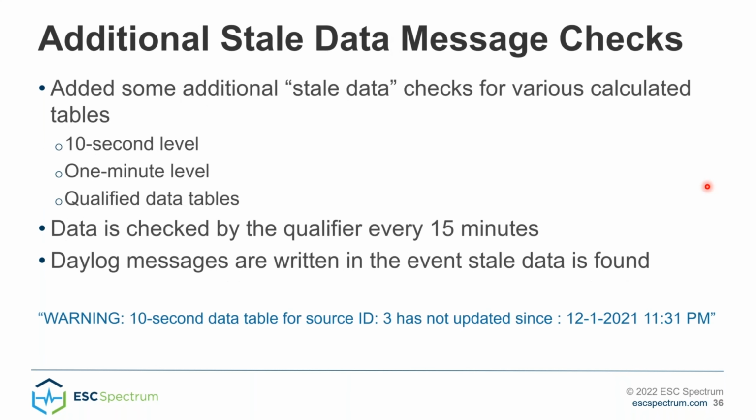We also added some additional stale data message checks. So in the qualifier, we've added some checks to the 10-second tables, the 1-minute tables, and the qualified data tables to print out messages if they are significantly behind where they're supposed to be. That runs about every 15 minutes, and the day log messages will come in the event some sort of stale data is found.